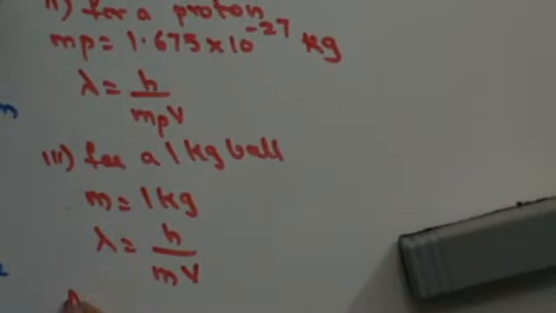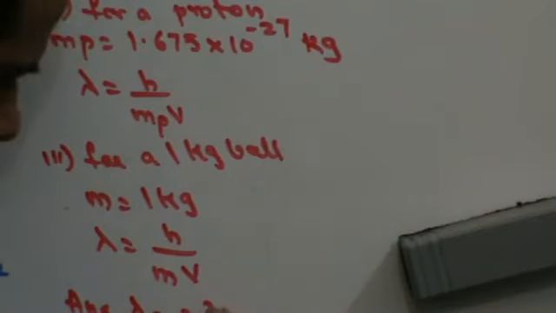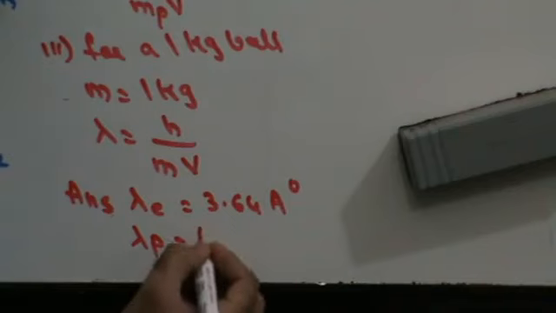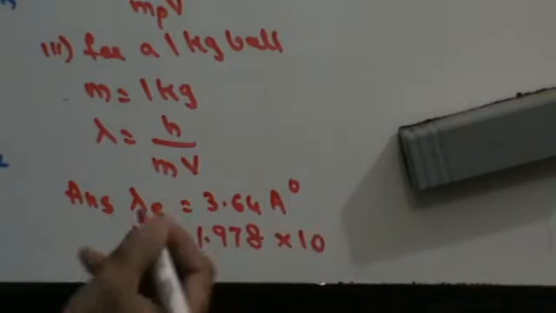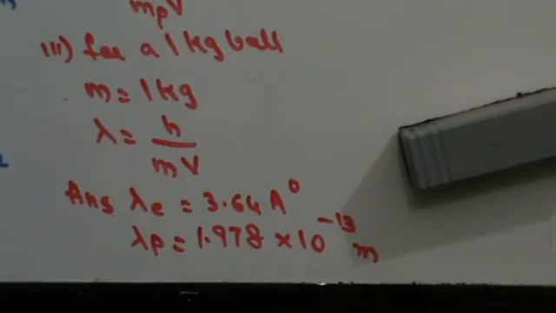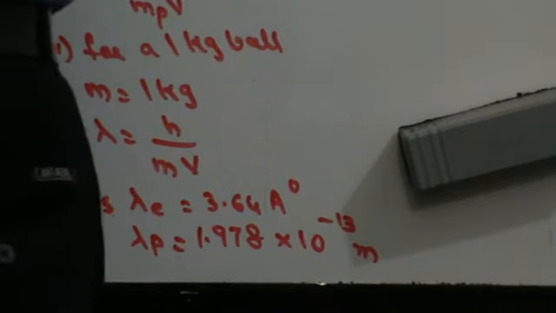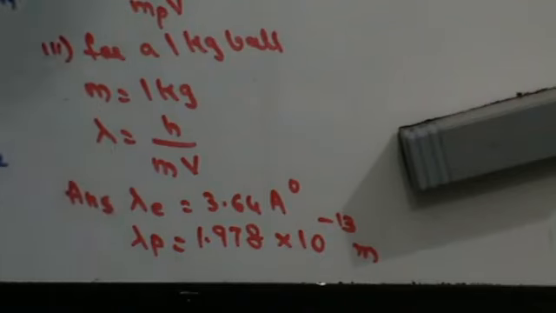The answers for this sum should be: wavelength of the electron is 3.64 Angstrom units, wavelength of the proton is 1.978 into 10 raised to minus 13 meters, and wavelength of the ball should be 3.3125 into 10 raised to minus 40 meters, right? And those should be the wavelengths of the different objects.